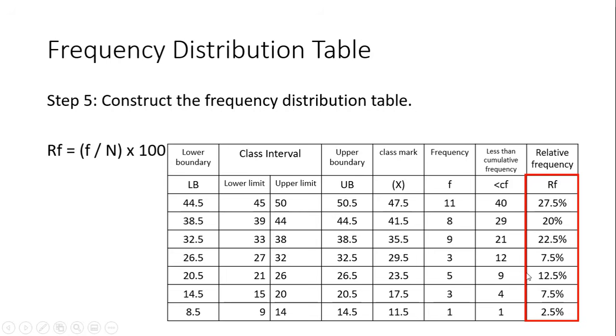And then if we complete the data, we'll be having the following figures. How are we going to check whether our relative frequency column is correct or not? The way for you to check is by simply adding all of these percentages. It should be equal to 100%. If we add all of this, it's actually equal to 100%.